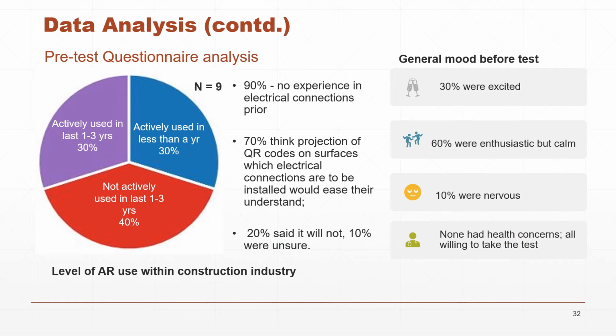When participants were asked about the level of AR use within the construction industry, 30% out of 9 participants, about 3 people, had actively used it in the last 1 to 3 years, another 30% actively used it in less than 3 years, and 40% had not actively used it within the last 1 to 3 years. 90% of the participants had no experience in electrical connections. 70% think projection of QR codes on surfaces where electrical installation needs to be done would help them. 20% said it will not help them, and 10% were not sure.